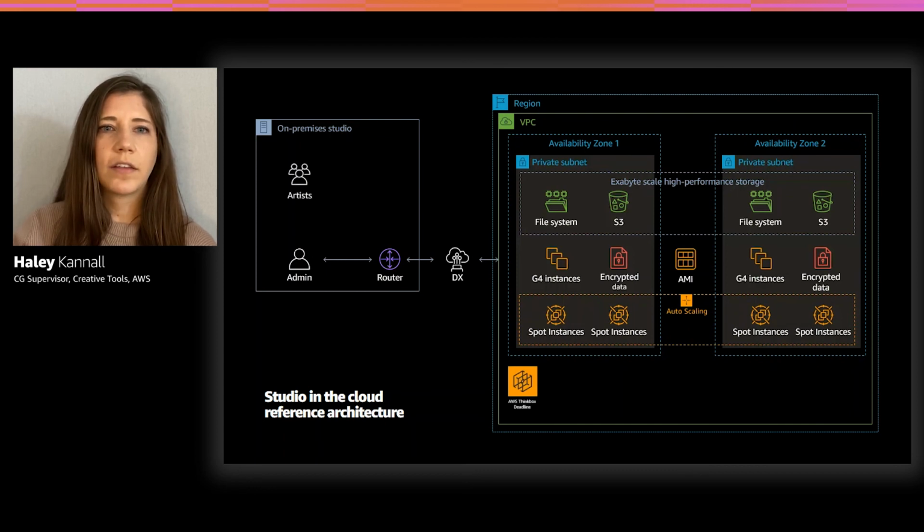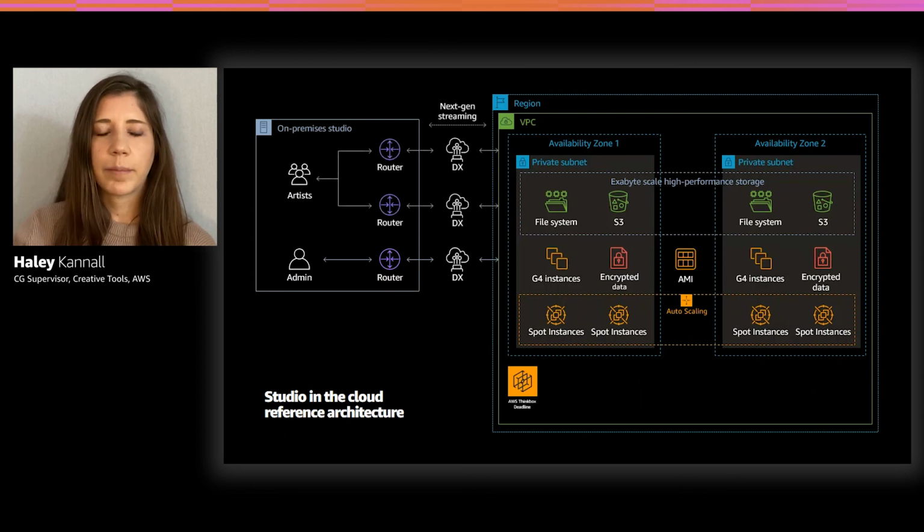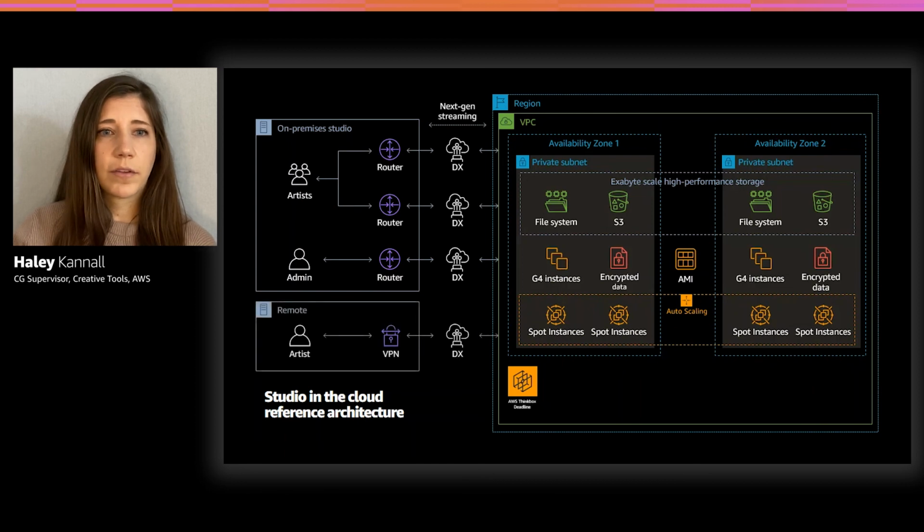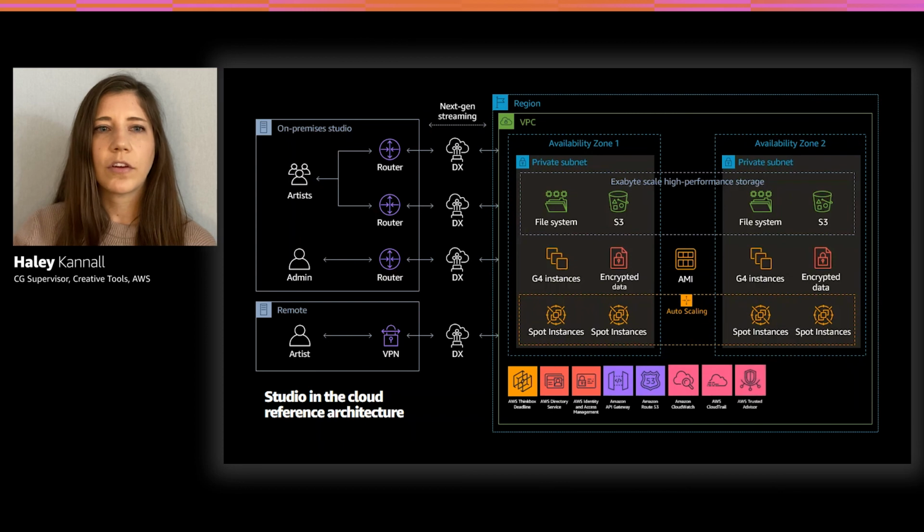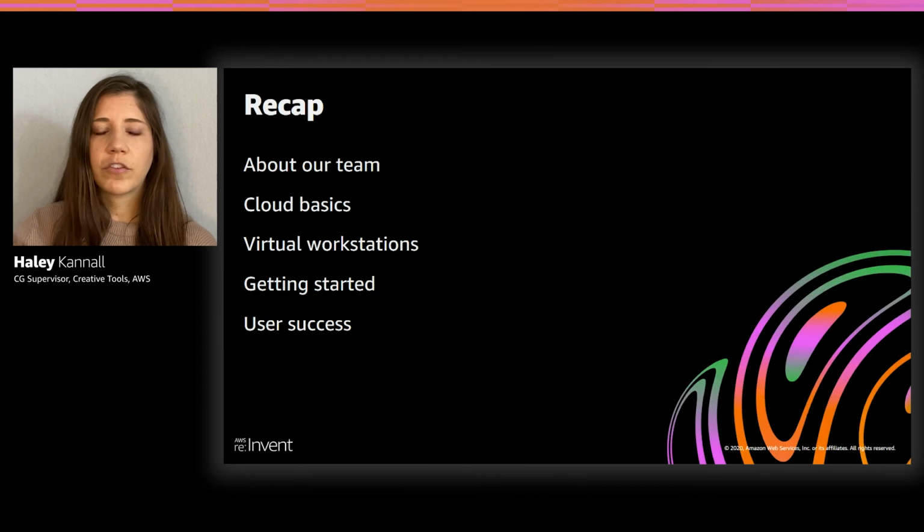Spot instances automatically scale up and down to handle all of the render jobs in the studio, and this is managed by AWS Thinkbox Deadline. On-premise artists connect to their workstations using a streaming protocol such as NICE DCV or Teradici. And then remote artists connect to their workstations in a similar way, but over a virtual private network. All access to studio resources is managed by the admin using directory services and AWS Identity and Access Management. And once you move your infrastructure to the cloud, you can begin to take advantage of all of the AWS services available.